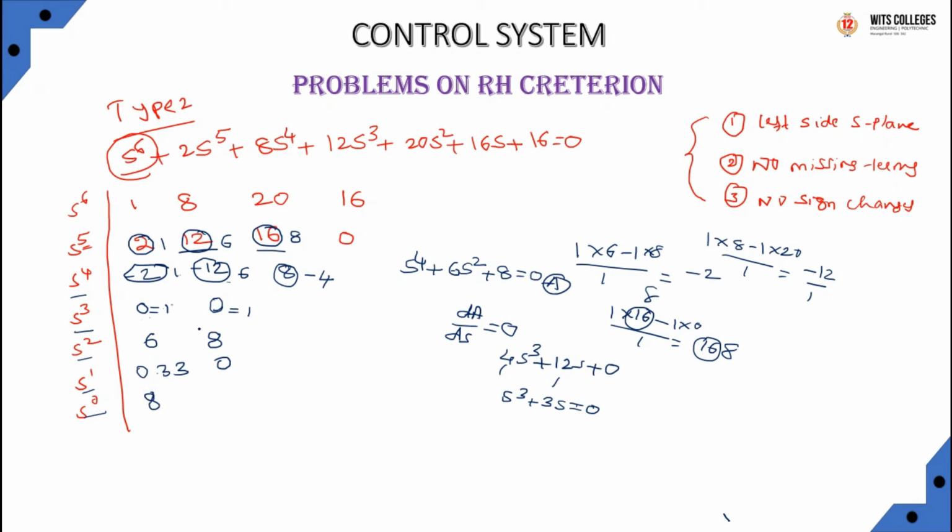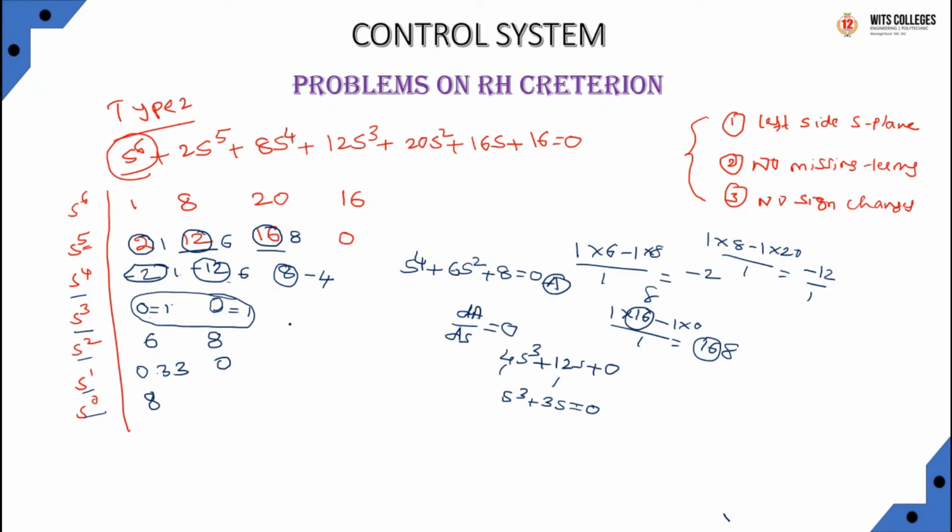That means if in a row two columns are zeros, in that case we consider the auxiliary equation. Here the auxiliary equation is nothing but the previous equation.